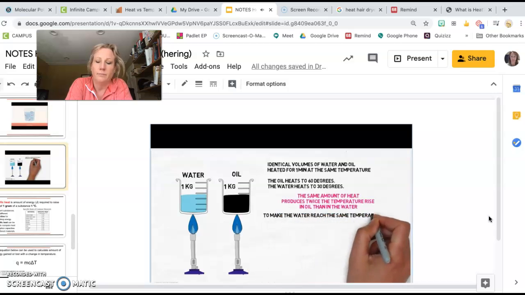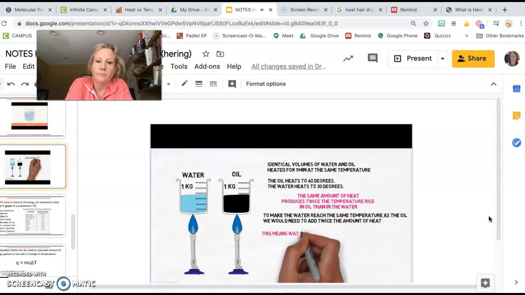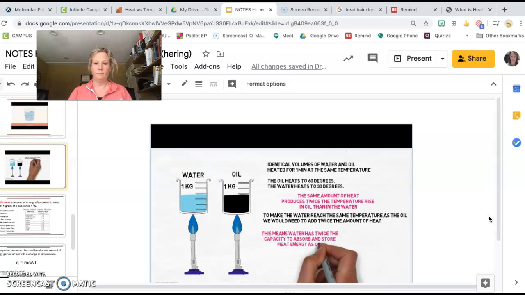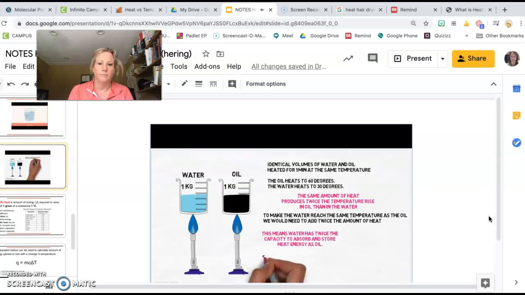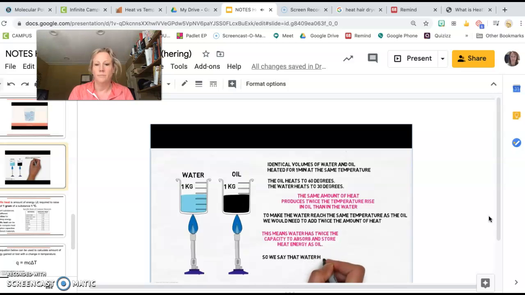To make the water reach the same temperature as the oil, we would have to add twice the amount of heat to the water. This means that water has twice the capacity to absorb and store heat energy as the oil. So we say that water has a higher heat capacity than oil.